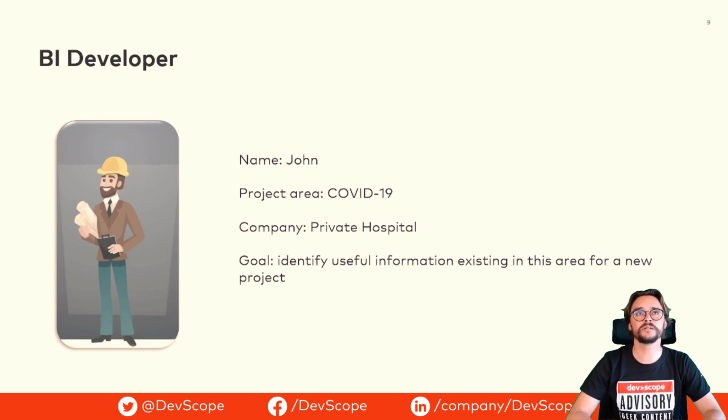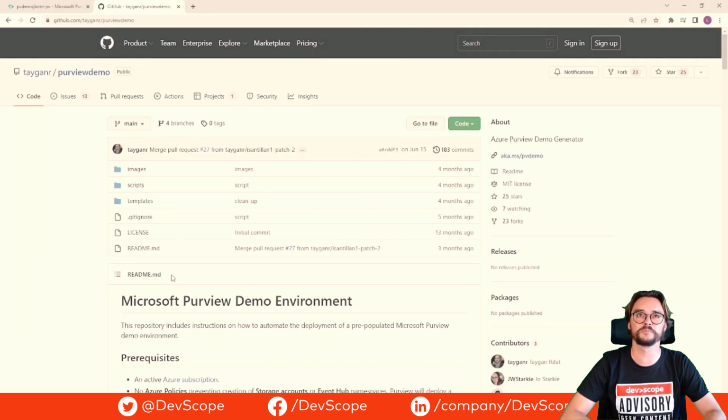The first one is, for example, a BI developer that just arrived at a new company and was in charge of making a COVID project for a private hospital. His goal is to identify useful information and make, for example, a report. So at this moment, I'm going to move to the Microsoft Purview tool.